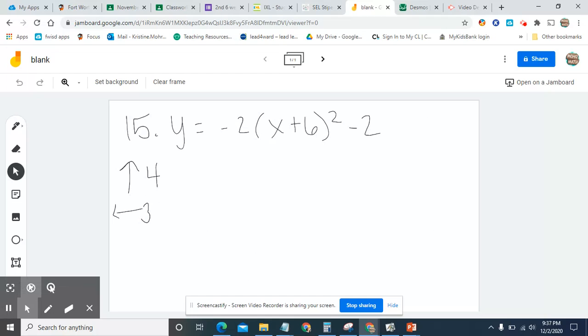Okay, so for number 15, it gives you an equation, y equals -2 times x plus 6 squared minus 2. So you know it opens down, has a stretch of 2, and x plus 6 means it shifted to the left, and then -2, it went down. It now wants you to use that equation as your starting point, and it wants you to move the graph up 4 and left 3. So if we remember, moving up and down changes the y, or basically k, in our equation, and moving left to right changes x, or h.